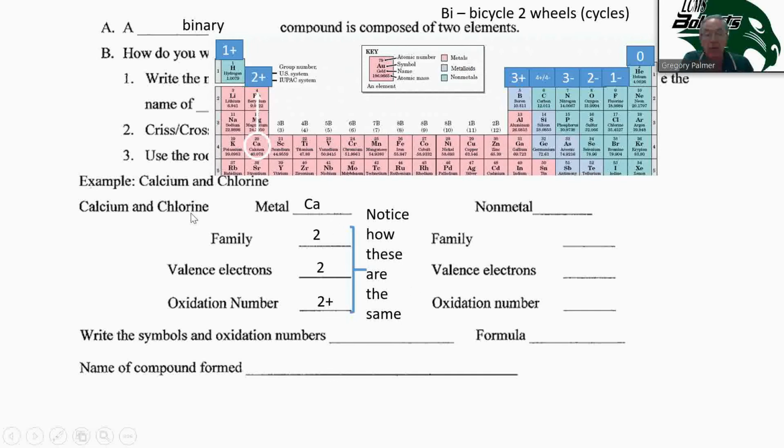Now, our nonmetal is chlorine. So we know it's a nonmetal. It's going to be over here on the right-hand side of the periodic table. And here's chlorine, and it's in family 7. Its symbol is Cl. We said it was in family 7, which means it has 7 valence electrons. And its oxidation number is -1. That's the 7 valence electrons it has, plus the 1 it needs to gain to have a total of 8.